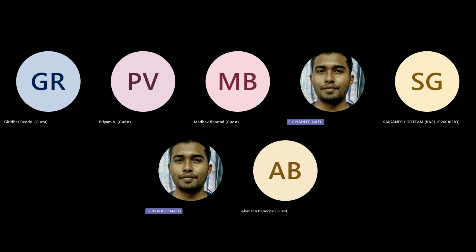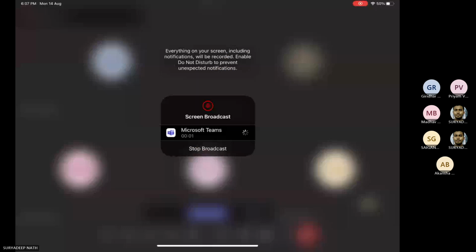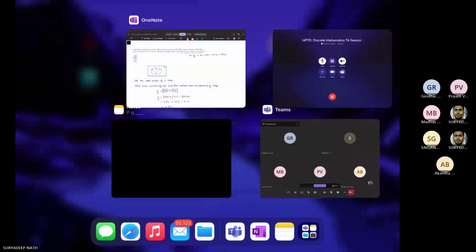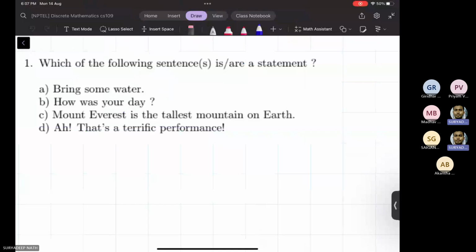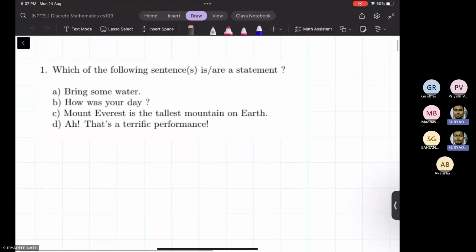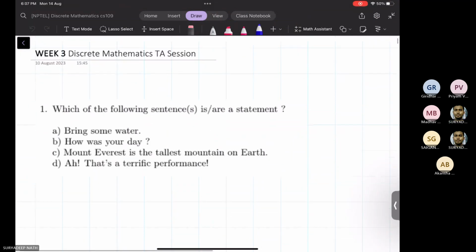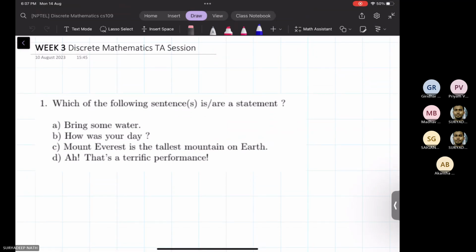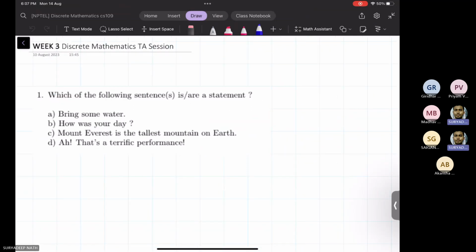So someone just confirm when the screen is visible. I hope you can see the screen. Can everyone see the screen? Okay, so let's get started.